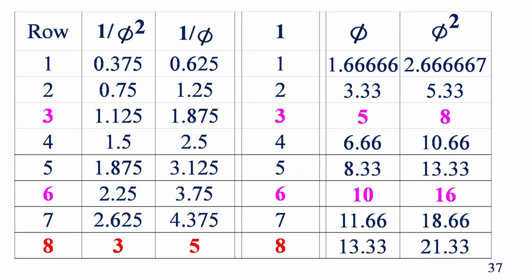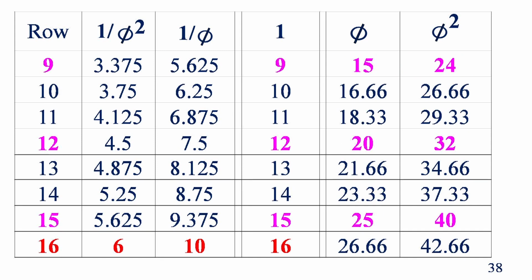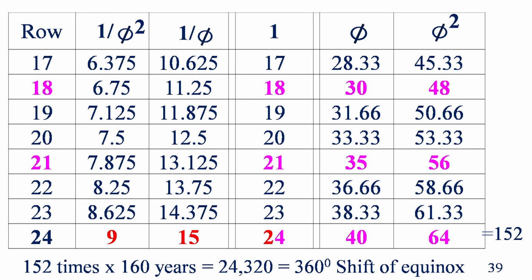See the 3rd row and 6th row. The last 3 numbers are integers. See the 8th row. The first 3 numbers are integers. See the 9th row, 12th row and 15th row. The last 3 numbers are integers. See the 16th row. The first 3 numbers are integers. See the 24th row. All the 5 numbers are integers. That is why time is said to be 8-folded entity having 3 phases.